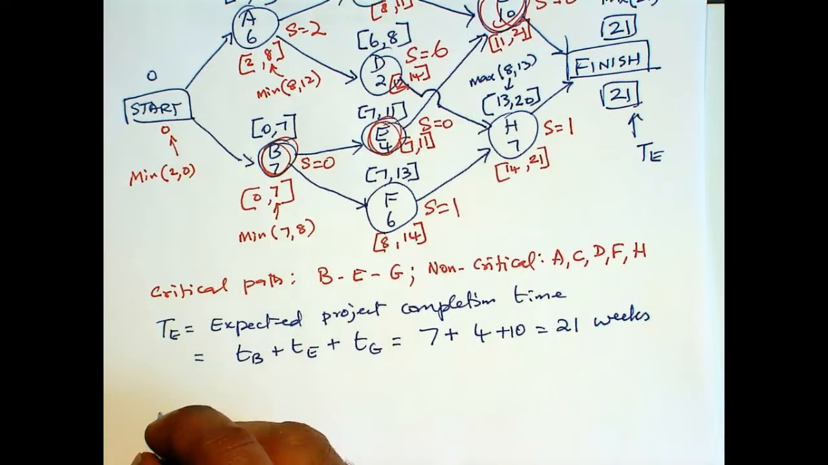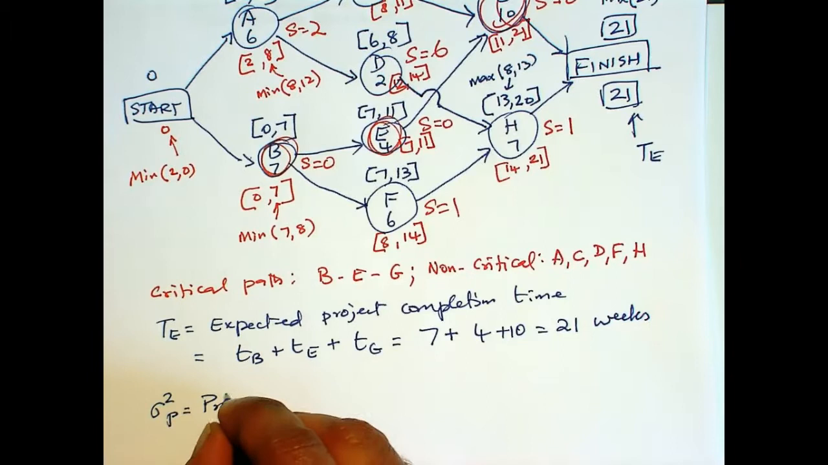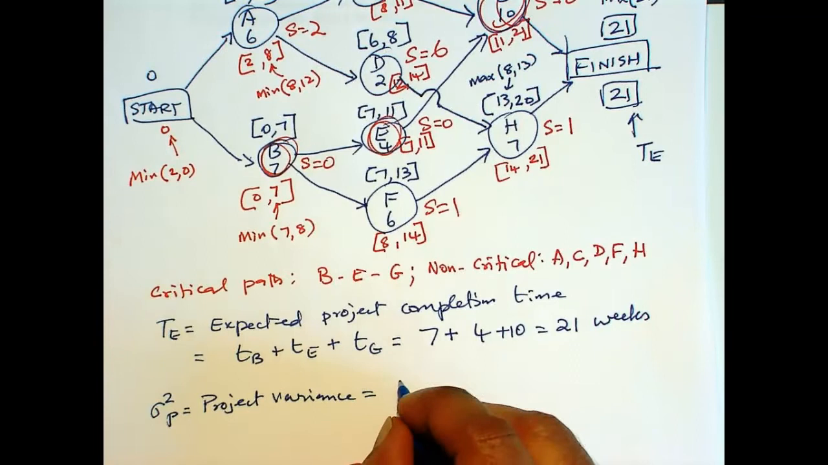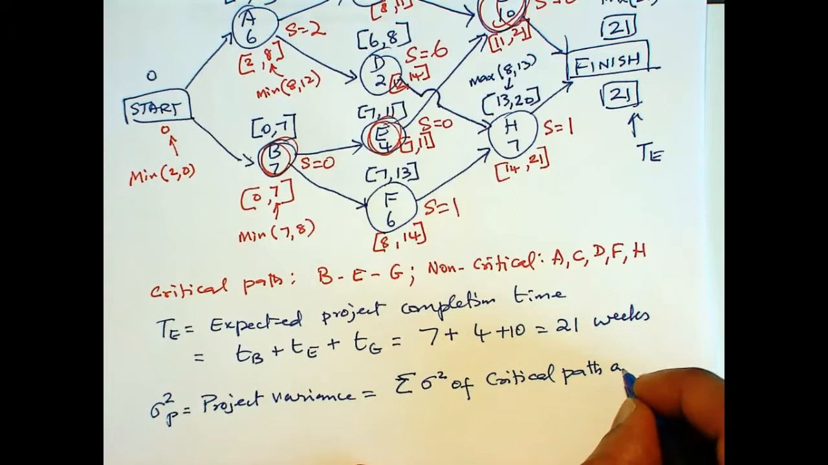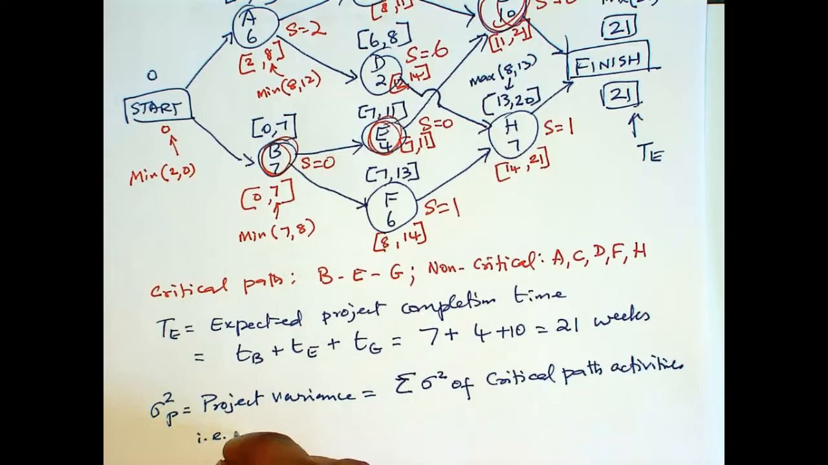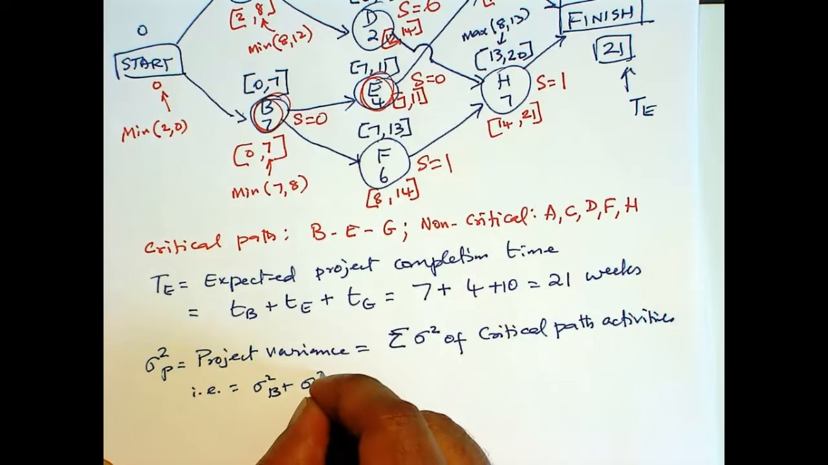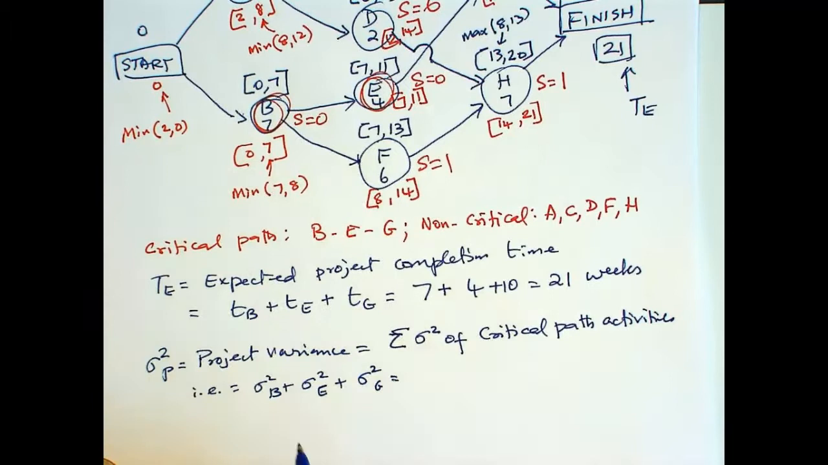Now sigma squared sub P, which is the project variance, is the sum of sigma squared of critical path activities. So for our problem, that is sigma squared sub B plus sigma squared sub E plus sigma squared sub G. So now we need to compute the variance of only these three activities.